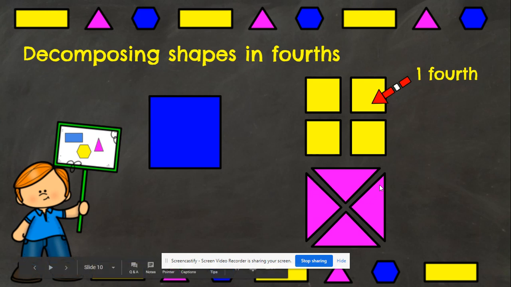You can also split it up like this in 4 triangles.